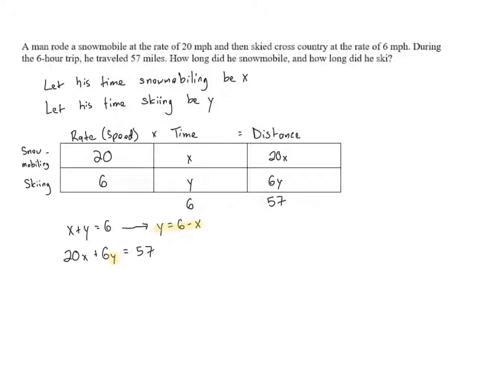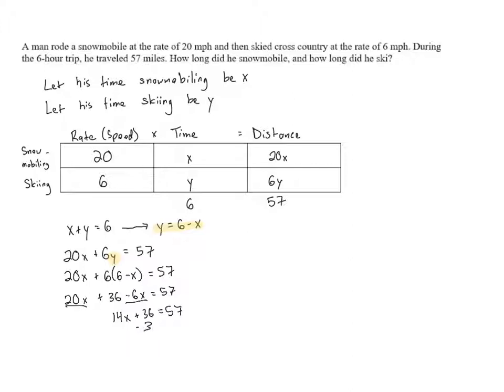So wherever we see a y in the other equation, we can replace that with 6 minus x. So we have 20 times x plus 6 times y, but we said that y is 6 minus x, and that equals 57. If we distribute the 6 into those parentheses, we have 20x plus 36 minus 6x equals 57. We can combine like terms on the left. 20x minus 6x is 14x, and plus 36 equals 57.